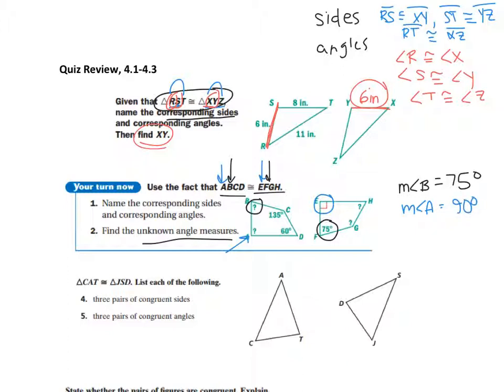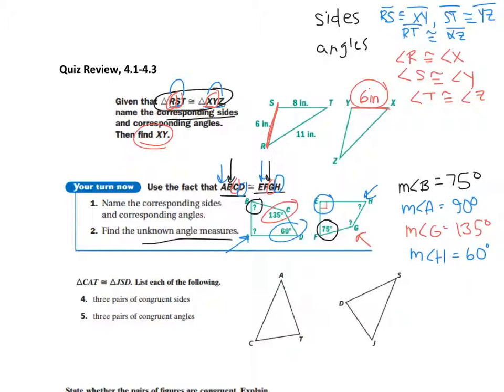And then G over here is the third letter, so it matches with C, so the measure of angle G has to be 135 degrees. And then H right here is the last letter, matches up with D, the last letter over here, so the measure of angle H has to equal 60 degrees.